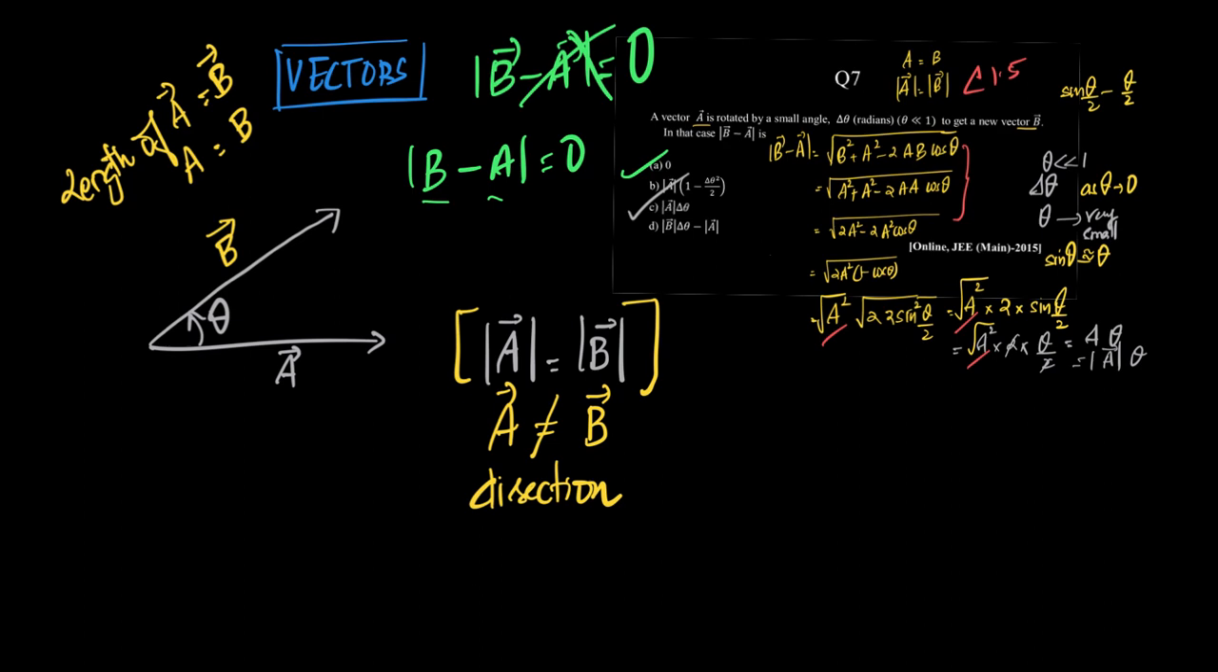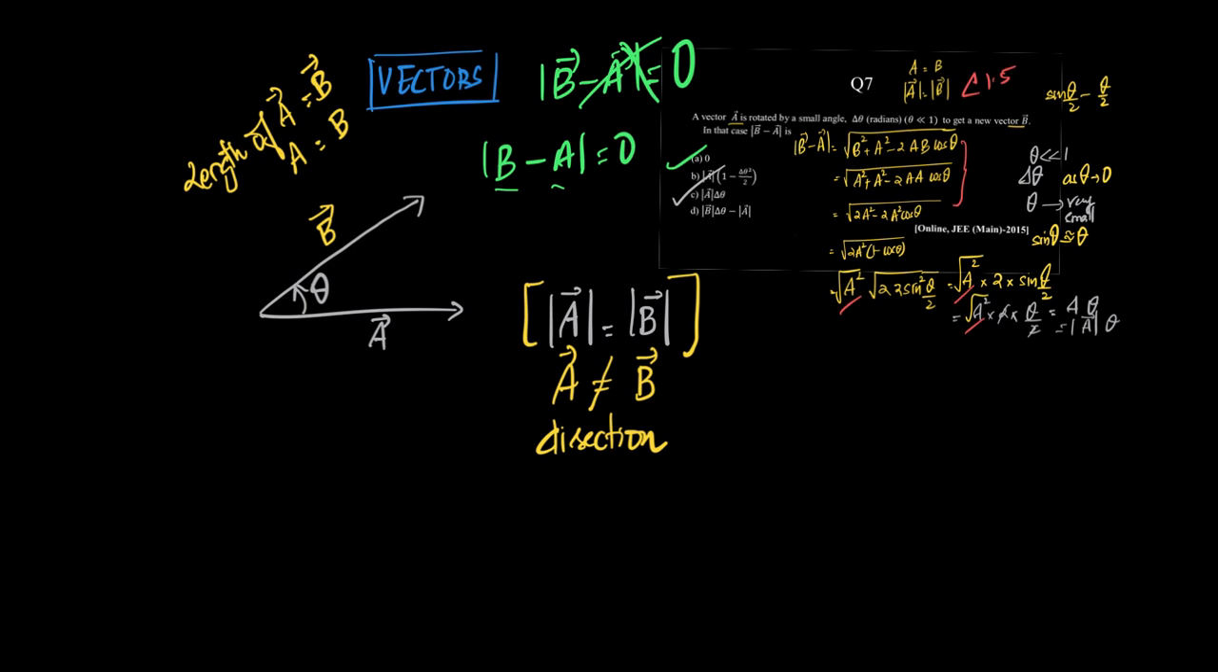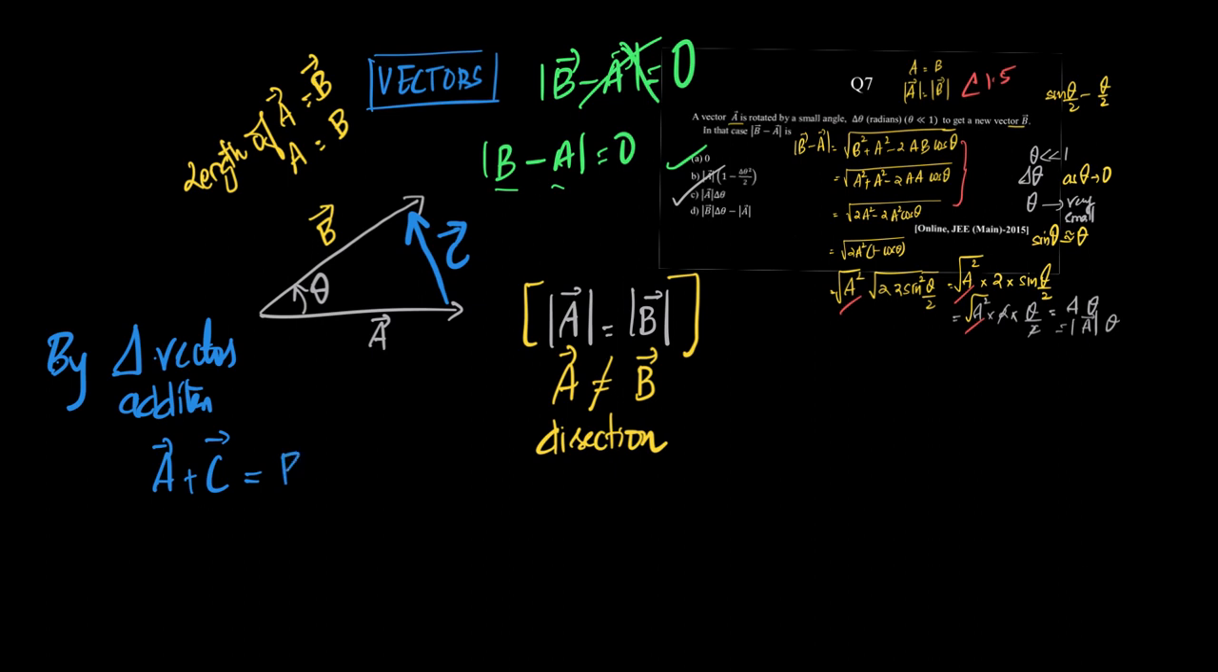Okay, having said that, let us try to understand further how you will approach this question. See, if I draw a resultant vector here and name that vector as vector C, by triangle law of vector addition, vector A plus vector C will be equal to vector B, right? And when we have vector B, we can write vector C is equal to vector B minus vector A.